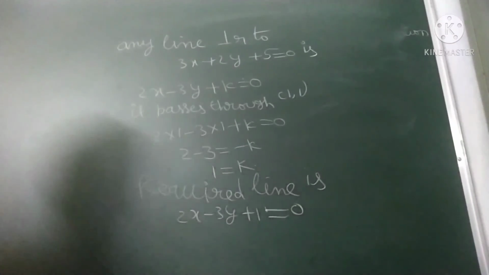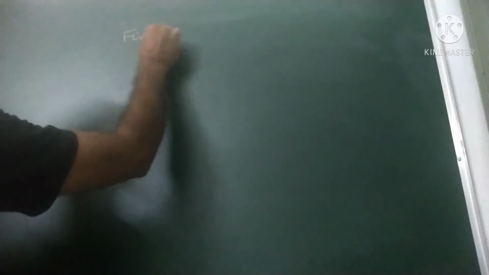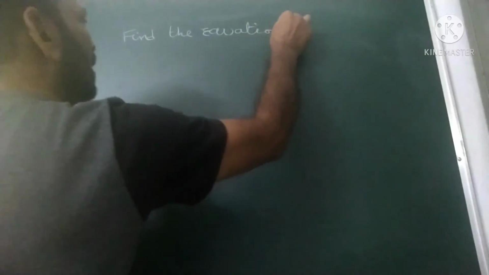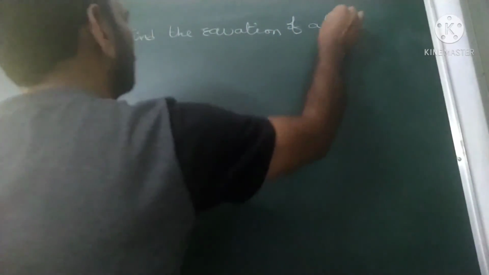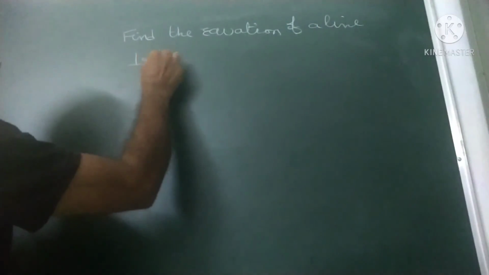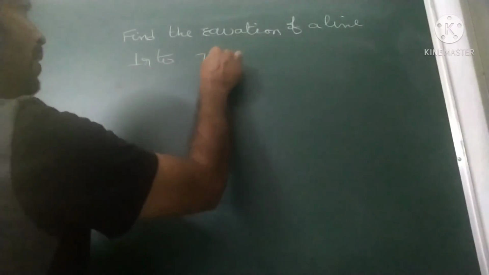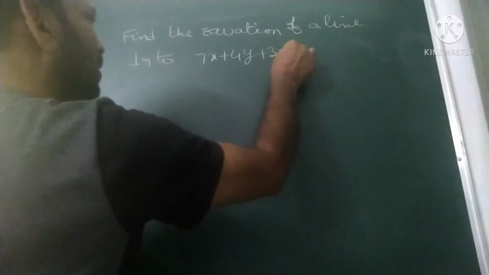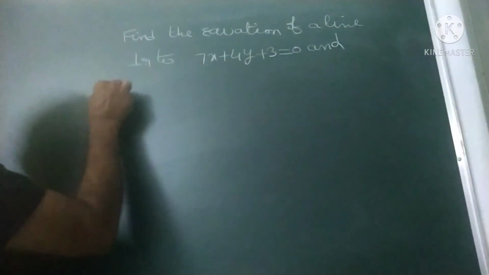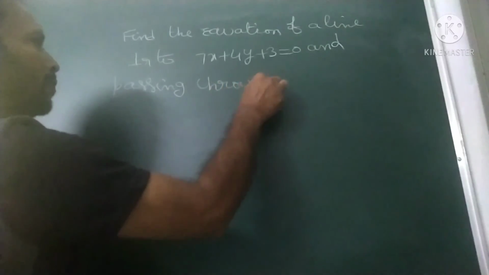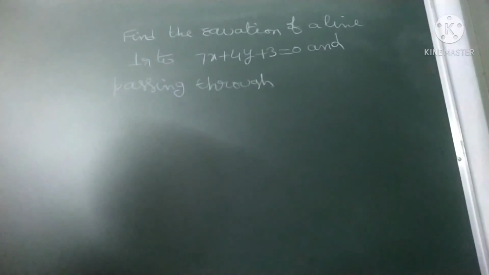Now another problem. Find the equation of a line perpendicular to 7x plus 4y plus 3 is equal to 0 and passing through 1 comma minus 2.